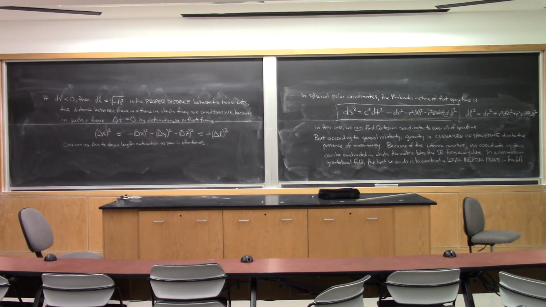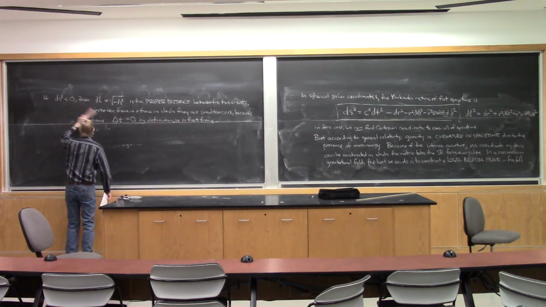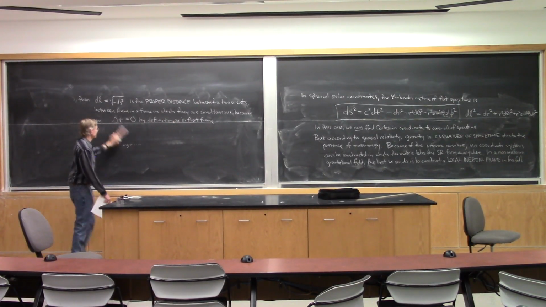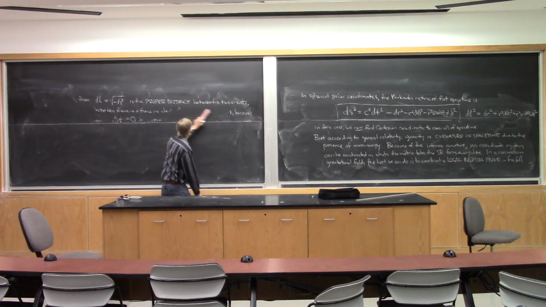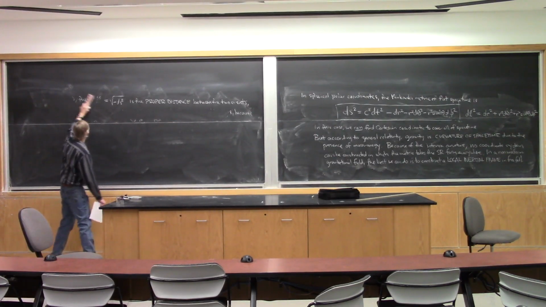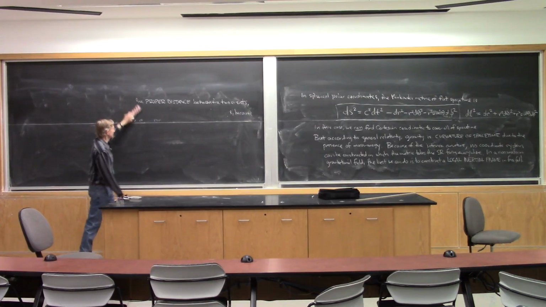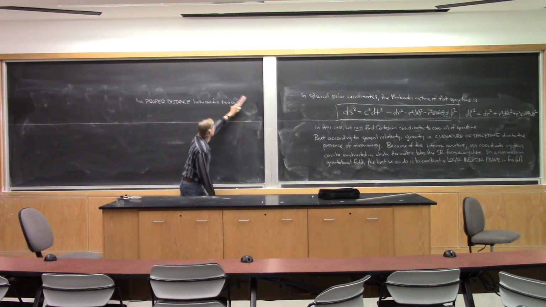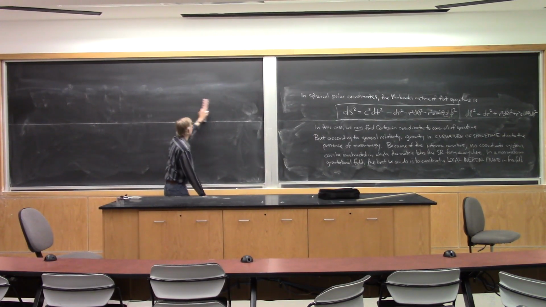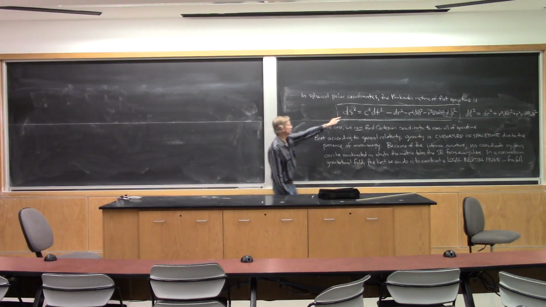In such a frame, you can write the metric as the special relativity metric if you attach coordinates to that frame, but you can't cover all of space-time with them. They're only local, and they really only work at a single point, and the further away you get from that point, the further away it becomes from this being a good description.